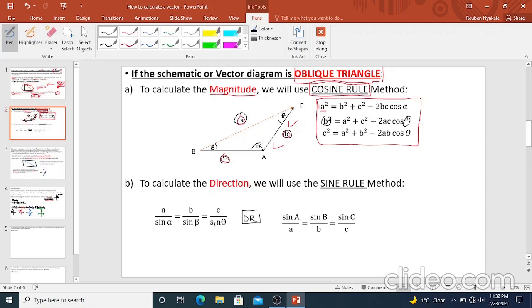Then C, determining this side, it is C squared equals A squared plus B squared minus 2AB cos, since I'm working with C, multiplied by cos theta there. That's the formula that you'll be using to calculate the magnitude.